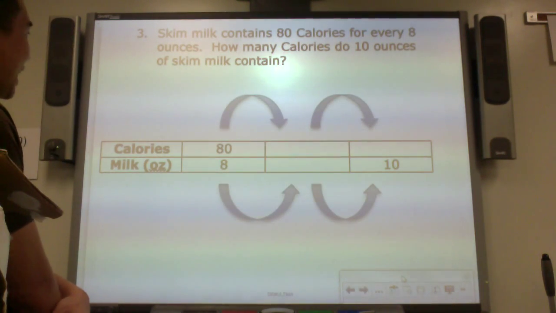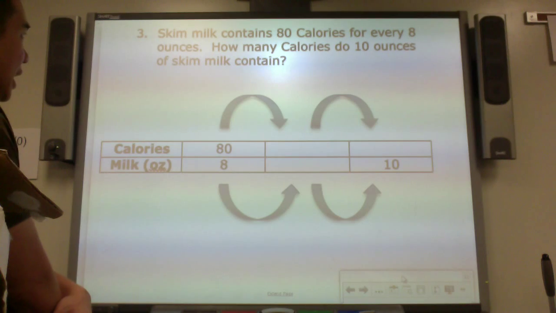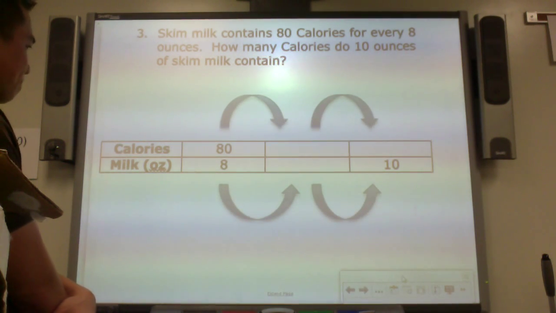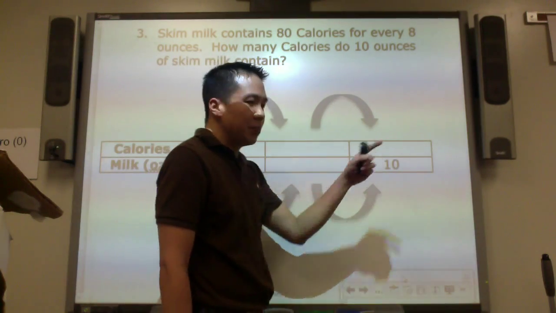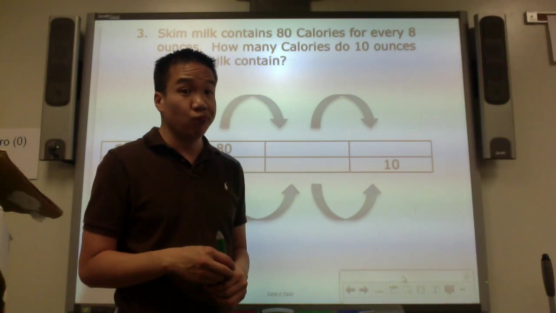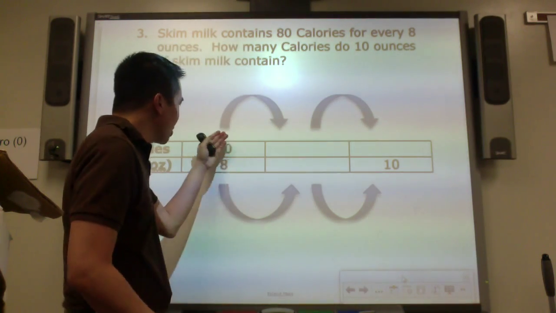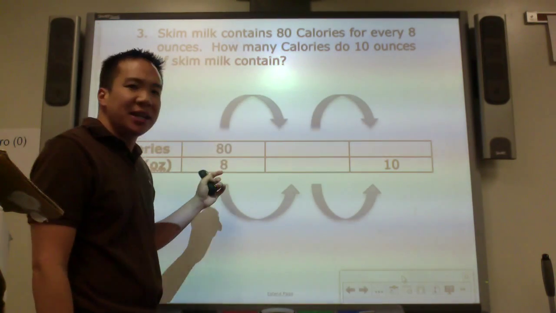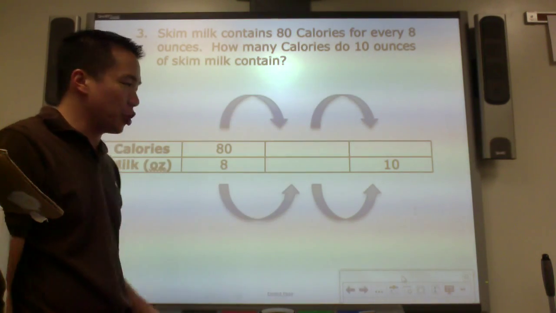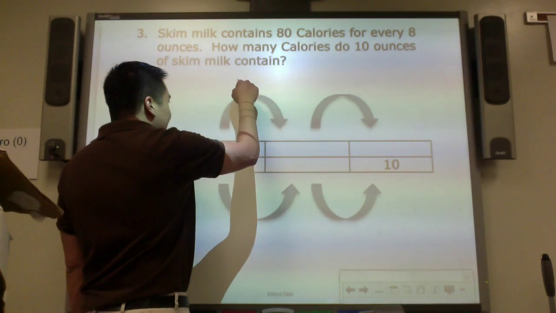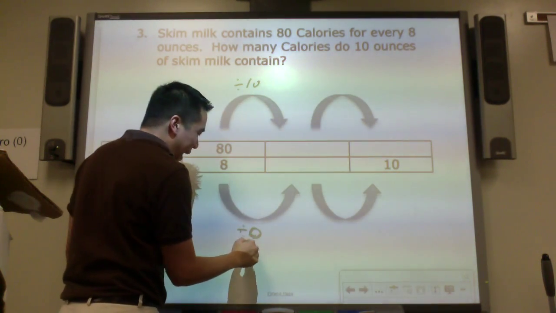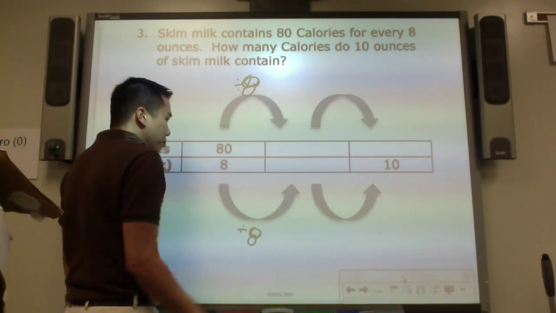Skim milk contains 80 calories for every 8 ounces. How many calories do 10 ounces of skim milk contain? Can 8 be built up to 10? Do you know how 8 can be built to 10? I don't know. Let's look closely at this. Could this be broken down into a different ratio, an equivalent ratio? It can. I'm going to break it down by dividing by 10. Oh, actually, sorry, by 8.